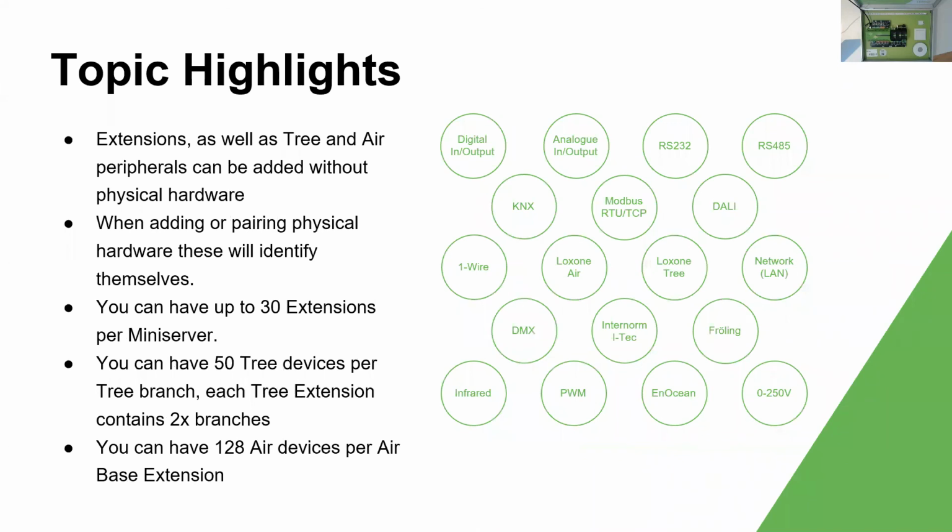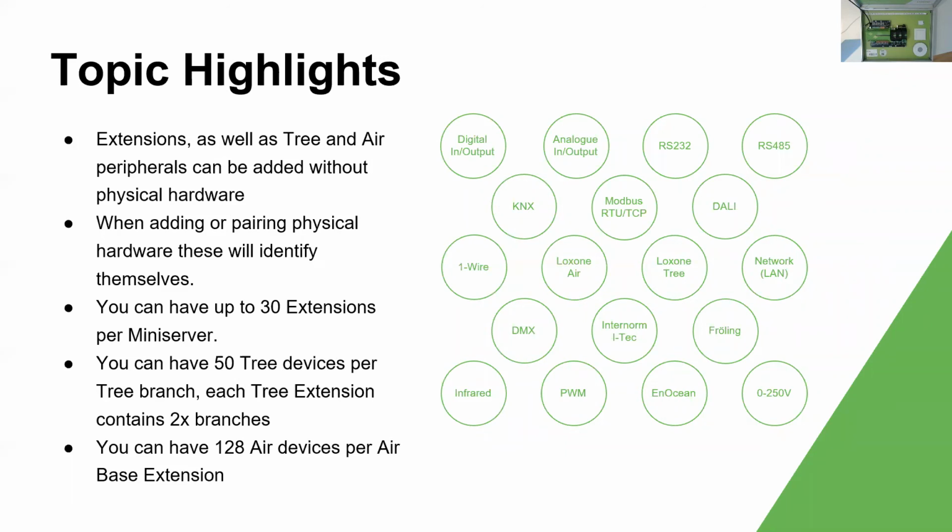So the highlights of our topic. Don't ever feel that you're only limited to Tree and Air devices from Loxone. We have interfaces for just about anything: RS232, RS485, KNX, DALI, DMX, 1-Wire, Fröling, mains dimming, just about everything. When you are adding, or when you've already added, an extension or a Tree or Air peripheral, when you select it in the list, it identifies itself in some way through a light sequence or through tapping.